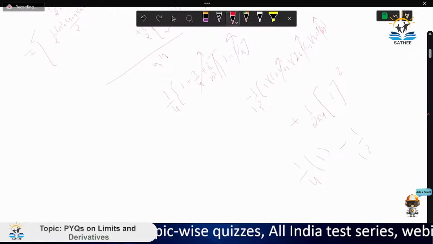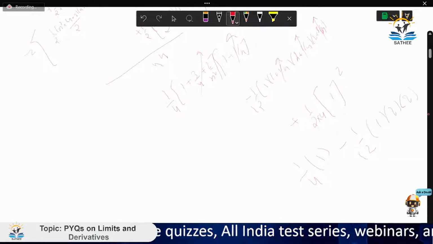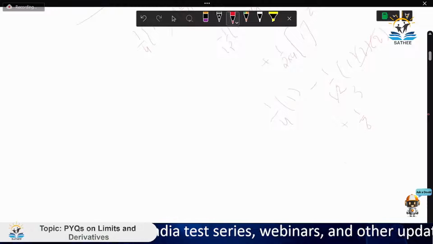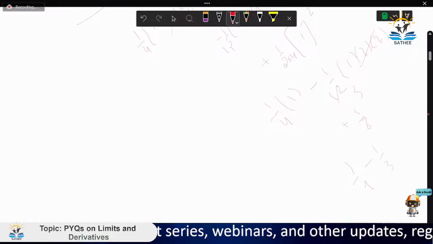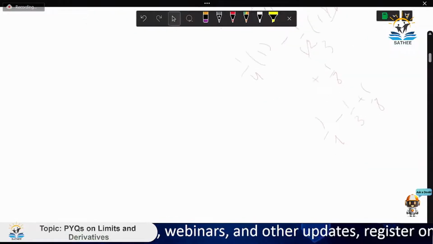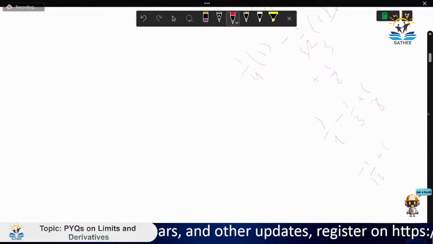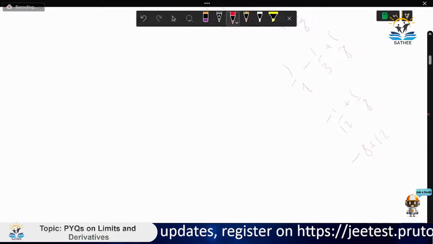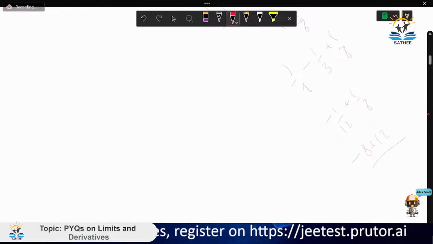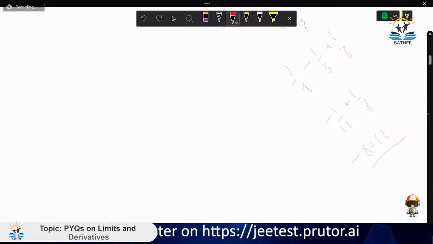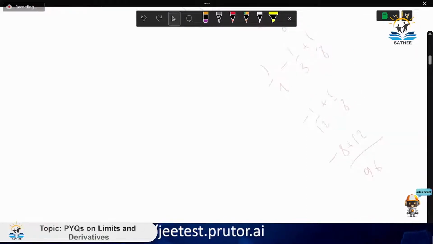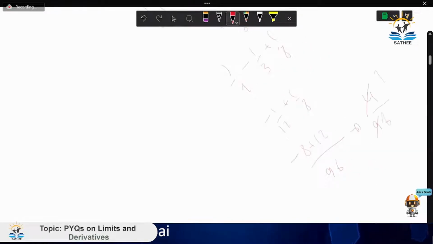Then minus 1 by 12 of 1 into 2 into 2, then plus 1 by 8. So 4, 3, 1 by 4 minus 1 by 3 plus 1 by 8. So this gives me minus 1 by 12 plus 1 by 8. And this gives me minus 8 plus 1 by 2. And 12 into 8 is 96. It gives me 4 by 96. That is 1 by 24.